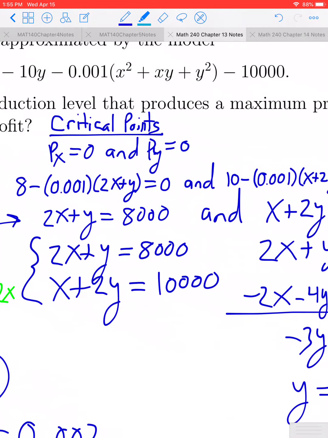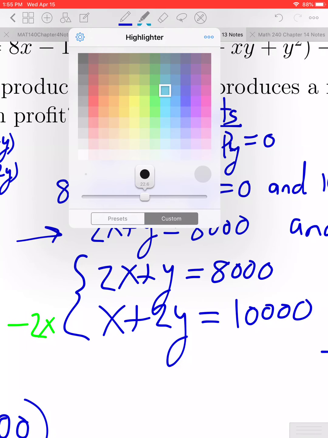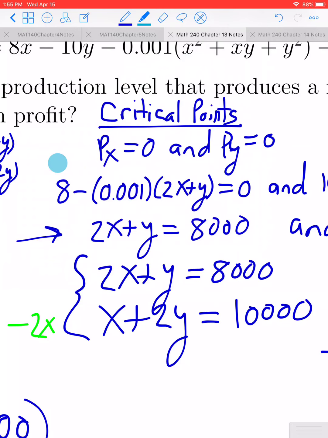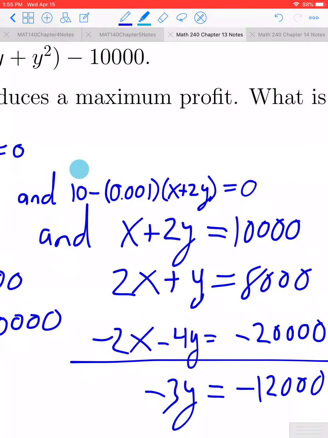I take each of our expressions for the two partials, and I set them equal to 0. For this first equation, I can subtract 8 from both sides, and then divide by the negative 0.001, and that will leave us with 2x plus y equal to 8,000. If I look at the partial of P with respect to y, we can do something very similar. I can first subtract 10 from both sides, then divide by negative 0.001, and that will give us x plus 2y equals 10,000.